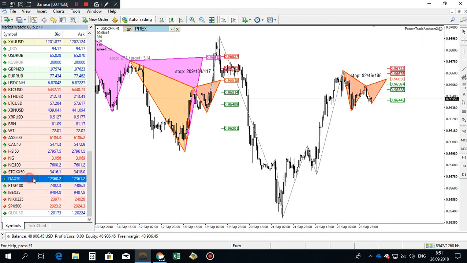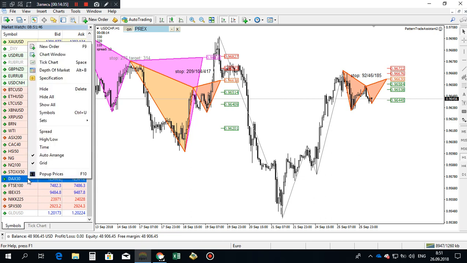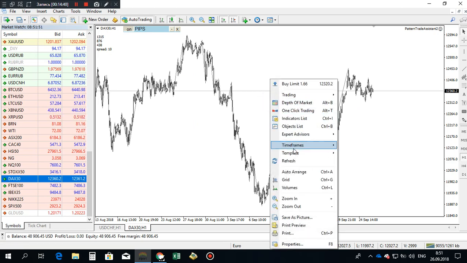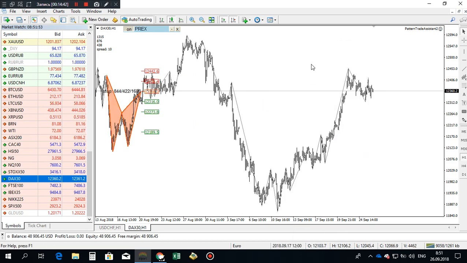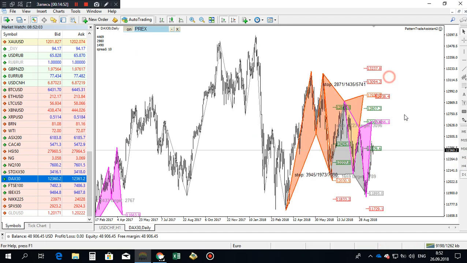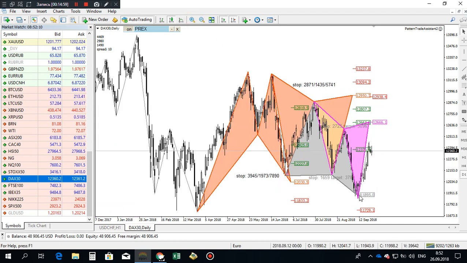FTSE, DAX 30. Let's analyze that as well. And we need this Forex. So 1 hour nothing, 4 hour download, daily download. Okay, on 4 hour nothing, and daily. Again, daily is bleeding patterns because it is consolidating, and on daily we have this butterfly winner, and now we have a potential cipher pattern that is setting up.